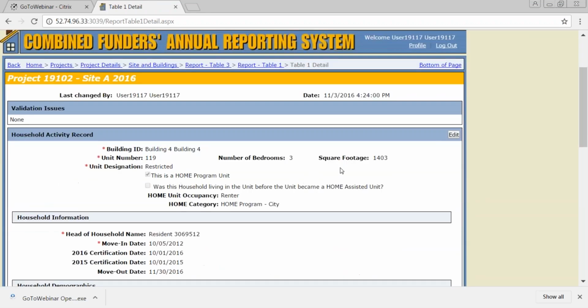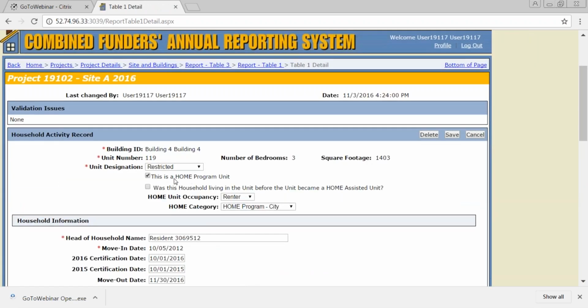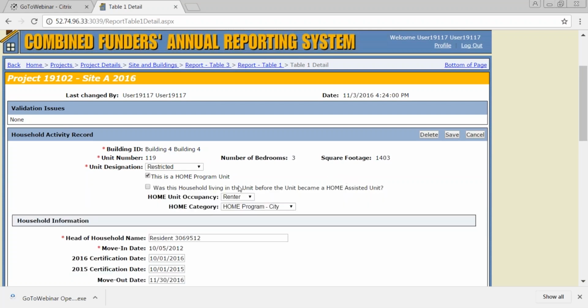All right. So you'll see when you first move in a household, and I hit the edit key, so hold on a sec, there's a button. This is a home program unit. So if we uncheck that, there's some fields that go away. So if it's a home unit, we're going to check it, and then these additional boxes pop up.